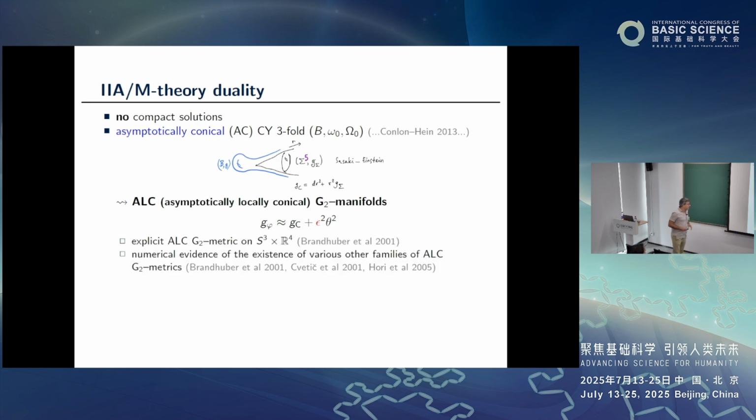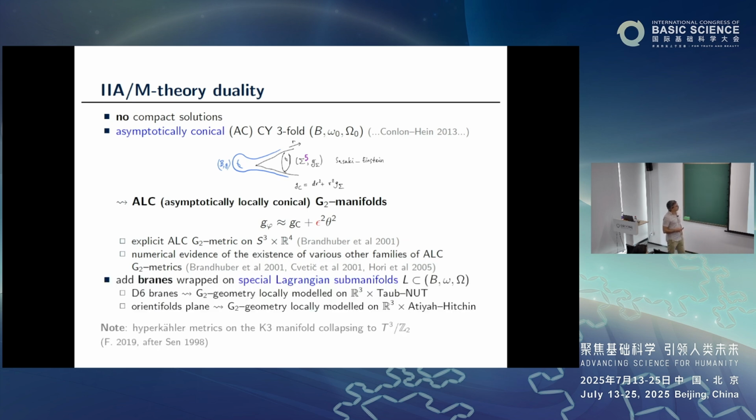And there are definitely examples of this known more than 20 years ago, where a lot of activity in the theoretical physics literature has been done around these ideas. In particular, the very first example was an explicit example of an ALC G2 metric on S3 times R4, and then lots of various other families conjectured based on numerical experiments and other types of considerations.